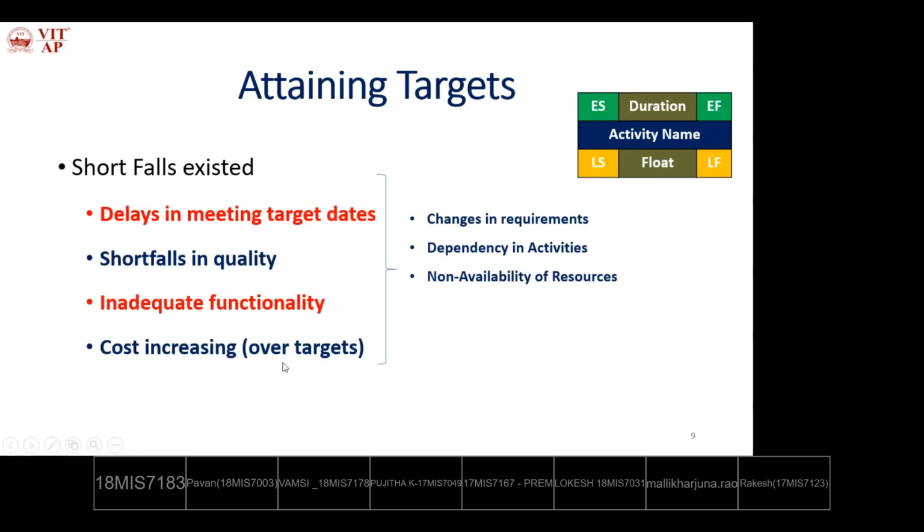Like this, we estimate the various shortfalls that exist in achieving the targets, that is finishing task 1 to task n. The shortfalls are due to changes in requirements, dependencies existing in activities, and non-availability of resources. What do you mean by resources? The various human resources, software resources, hardware resources, and other environmental factors are resources. Due to these problems, it's not easy to achieve the targets, that is nothing but following the schedule.